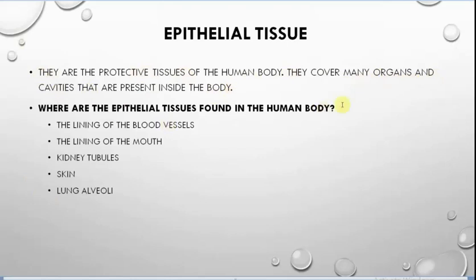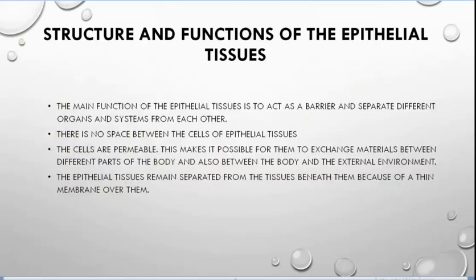So where are the epithelial tissues found in the human body? It is found in the lining of the blood vessels, in the lining of the mouth, and in the kidney tubules. In fact, our skin also contains epithelial tissue, and it is also found in the lung alveoli.